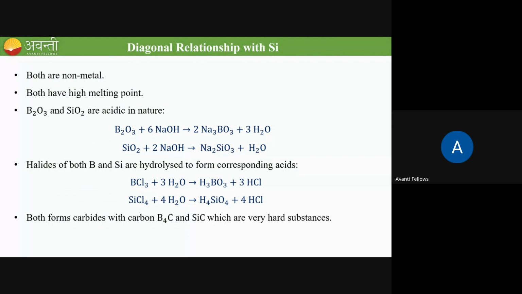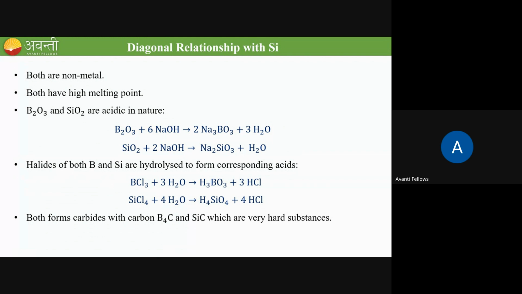Both the carbides are very hard in nature. Got it? So these are the similarities with boron and silicon. First is about the metallic nature. Second is about the melting point. Third is about acidity. Fourth is about the hydrolysis of the halides of boron and silicon. And fourth is the carbides and hardness. Okay. So I hope this is clear to all of you.